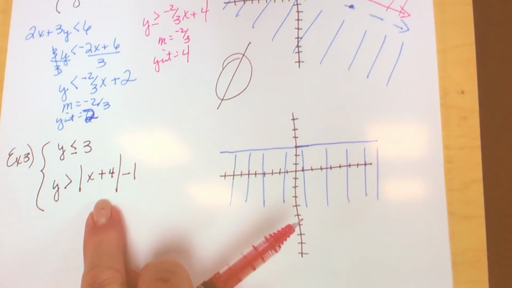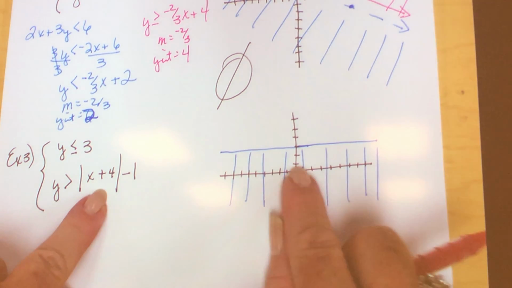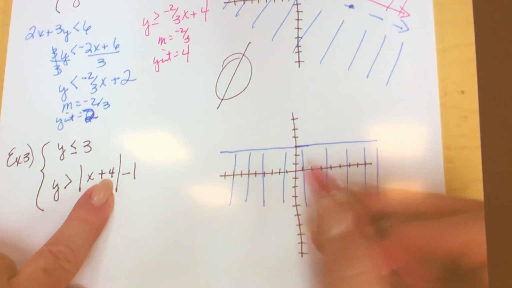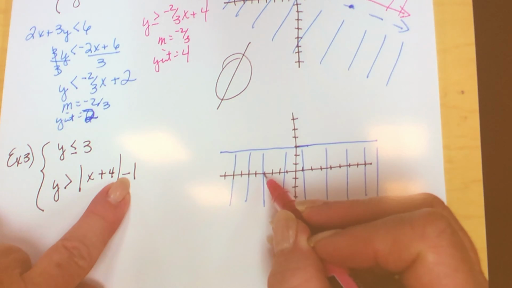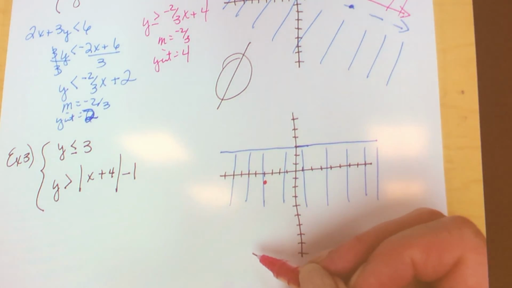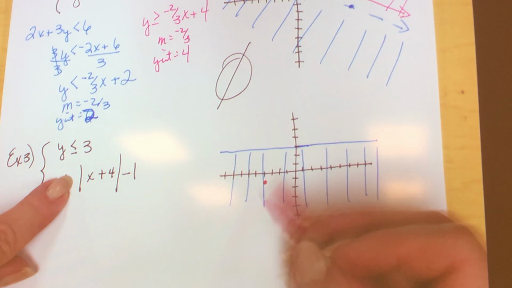Okay, absolute value, when you graph it, what does it look like? A V. So what is this? It starts at the origin. What does this plus 4 do to the V? Left 4. 1, 2, 3, 4. What does this minus 1 do to it? Down 1. So that is the vertex of the V. Does he open up or down? Up. There's no negative sign out in front of that absolute value, so he's opening up.